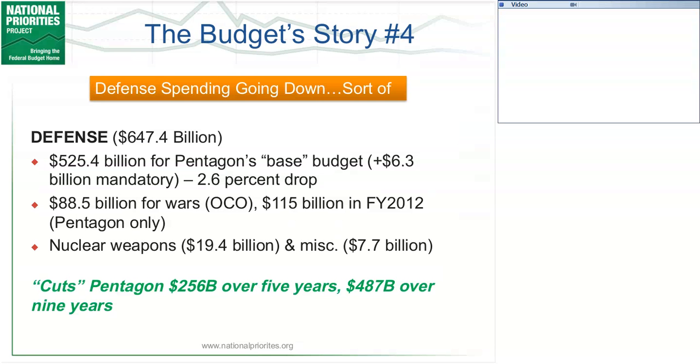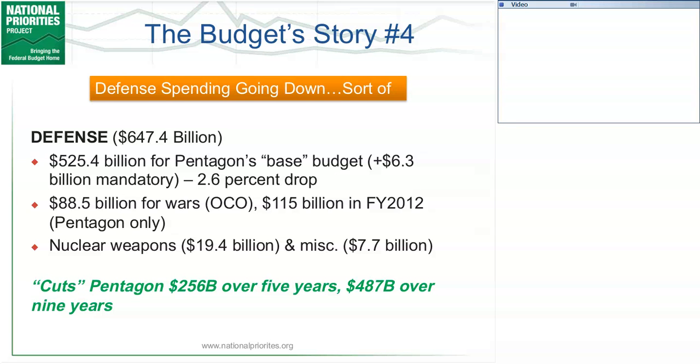Finally, there's been a lot of talk recently about the fact that defense spending is going down. And if you look at the fiscal year 2013 budget, the truth of the matter is that defense spending is going down, but really only sort of. The $525 billion proposal for the Pentagon's annual base budget represents about a 2.6% reduction over current spending levels. Likewise, money for the wars in Iraq and Afghanistan is going down from the current level of $115 billion to a proposed $88.5 billion, which is a reflection mainly of the end of combat operations in Iraq and the beginning of a drawdown of our forces in Afghanistan. Meanwhile, what the Pentagon is proposing are cuts of roughly $256 billion over 5 years and a total of $487 billion over 9 years. But just how real are these cuts?